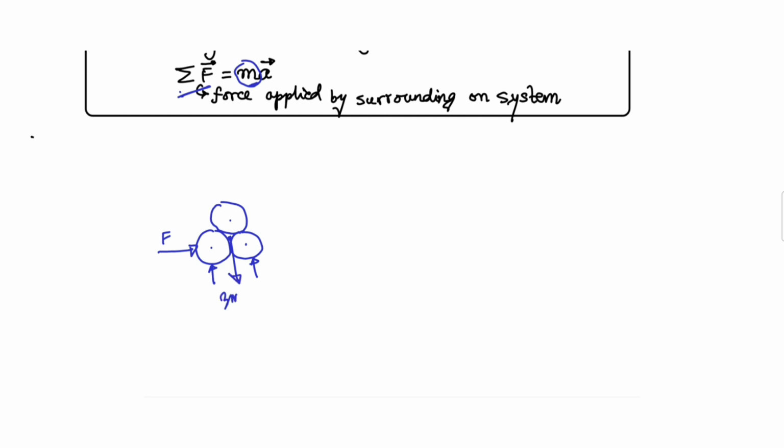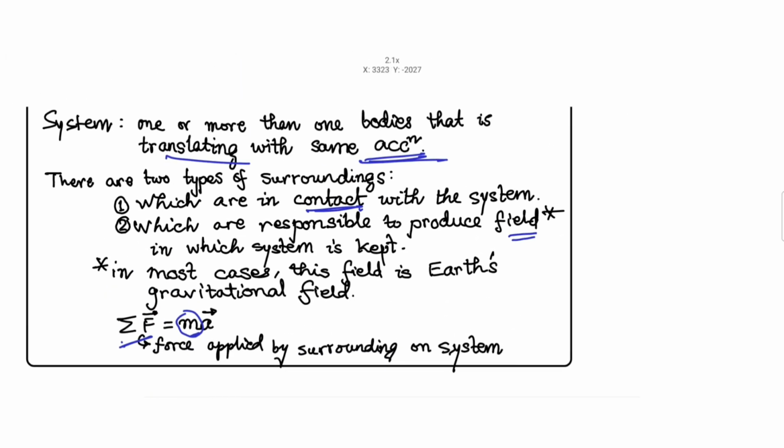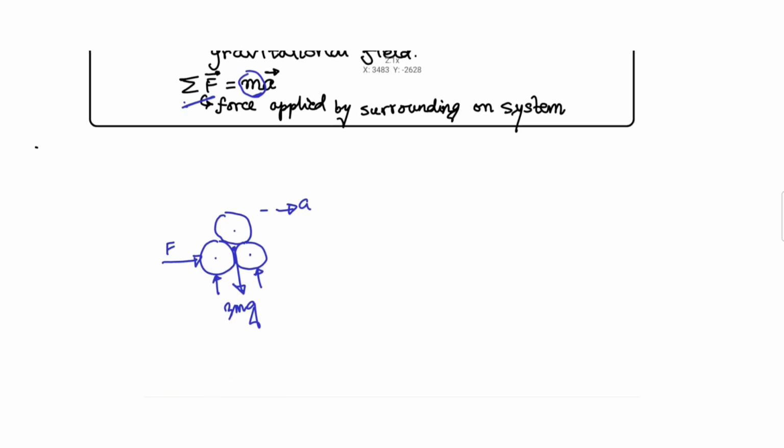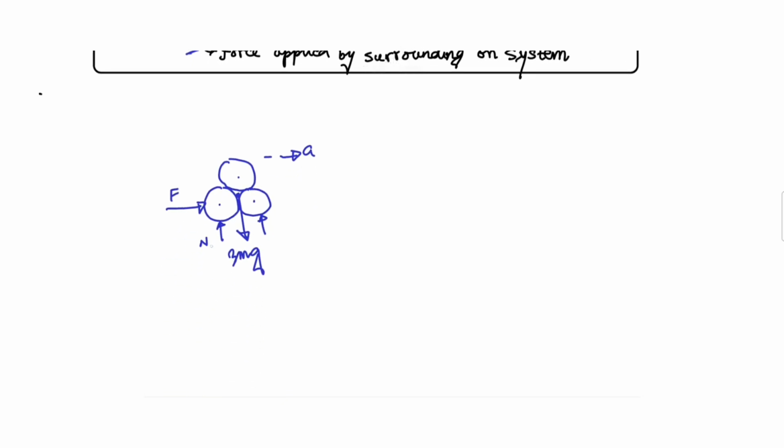The total mass is 3m and it is moving with acceleration a, because it is said that all the cylinders remain in contact. So as they are remaining in contact, they are moving with the same acceleration, so they are a part of our system. Now we do not know the normal reaction here. Let me call it N dash and N double dash. We do not know the value of this. So we will solve the equation along x-axis. If I call this x-axis and this is y-axis, we will write Newton's second law along x-axis. That is our first equation.